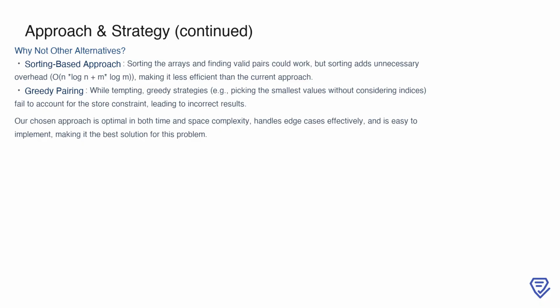Our chosen approach stands out because it achieves optimal time and space complexity, addresses edge cases effectively, and is straightforward to implement. By focusing on the minimum and second minimum values, we maintain accuracy while avoiding unnecessary computations, making it the best solution for this problem.